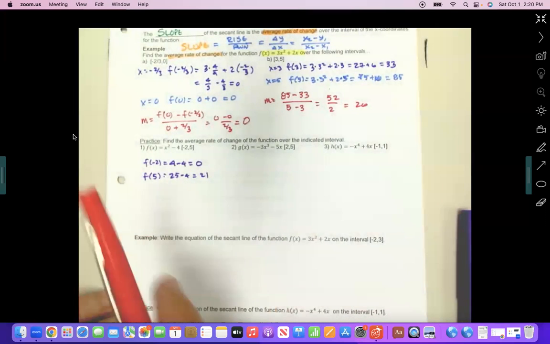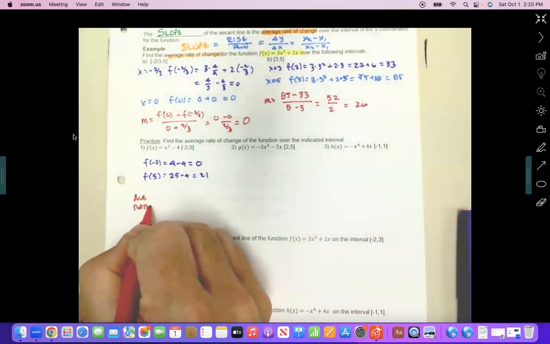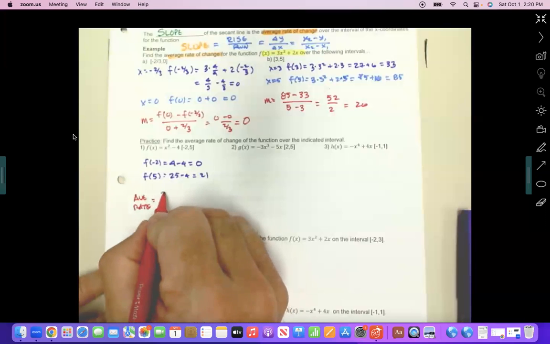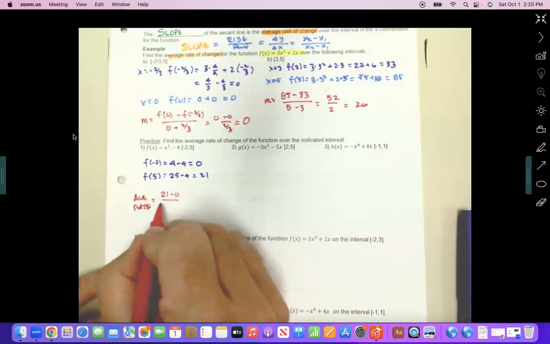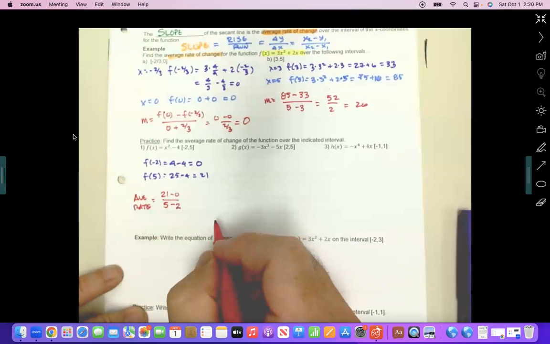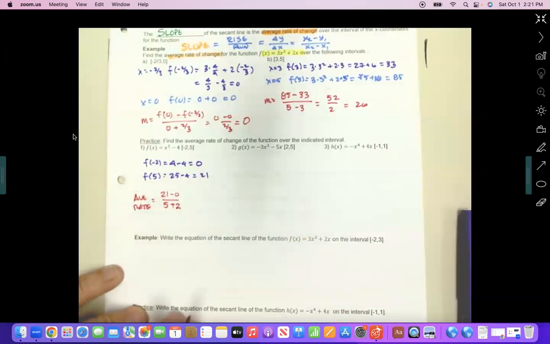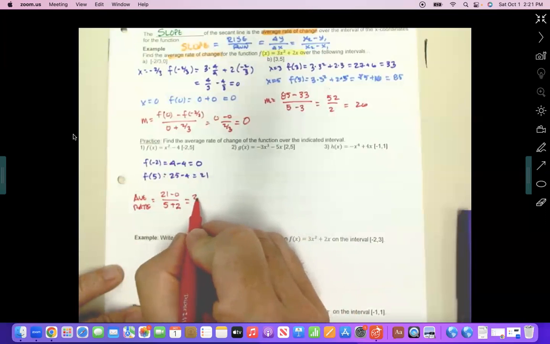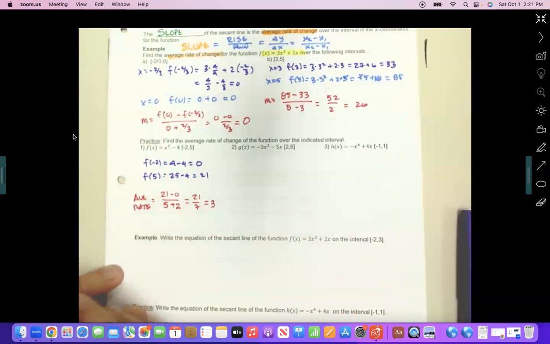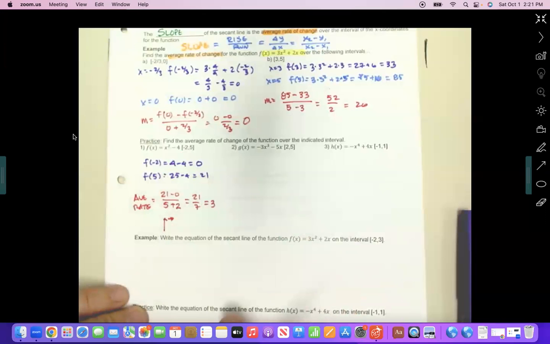Now find the average rate of change, that slope. We will use those two values we just got: 21 minus 0, divided by 5 minus negative 2. And since that is a negative 2, I better change my sign there. That's going to give us 21 divided by 7, or 3. The average rate of change would be up 3, to the right 1 over that interval.